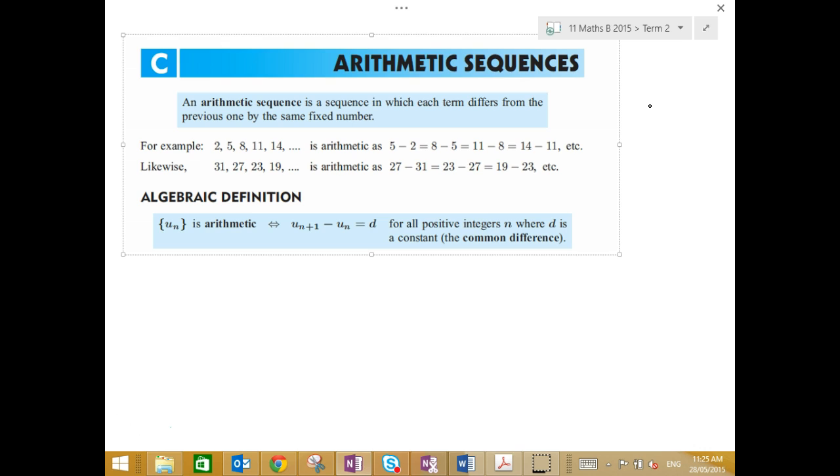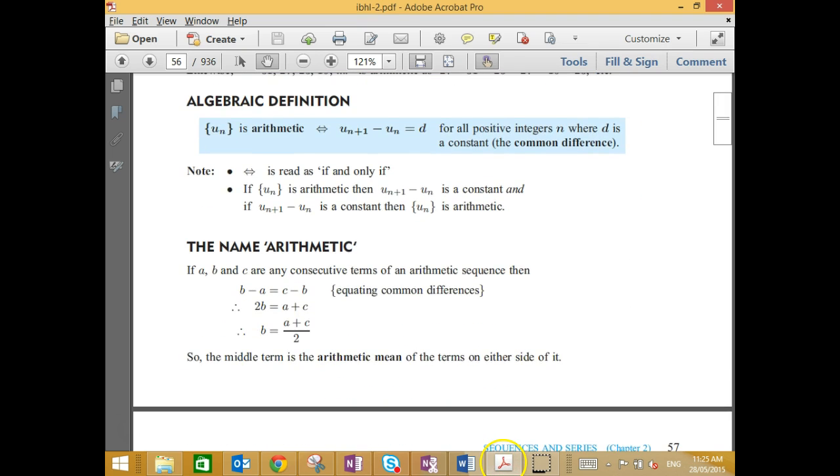The difference, u n plus 1 minus u n. So let's take any term and subtract the term in front of it and you get D, the difference between the terms, and it should always be the same. So, for instance, in the first one there, 2, 5, 8, 11, 14, common difference of positive 3. The difference between the terms is 3. In the second example, 31, 27, 23, 19, decreasing by 4 each time, so the difference would be negative 4. Nothing very exciting there.